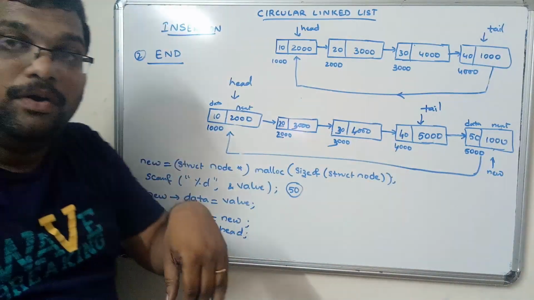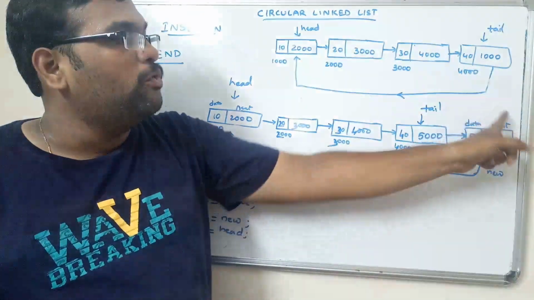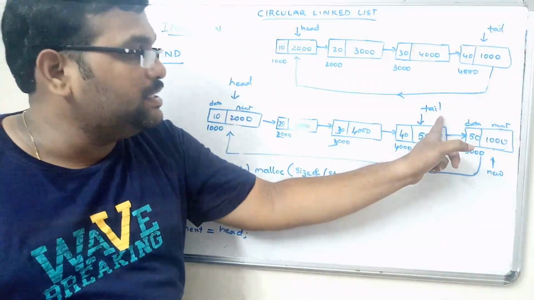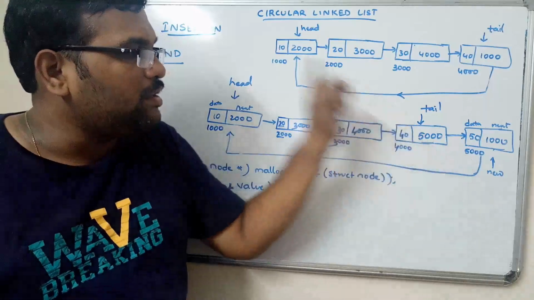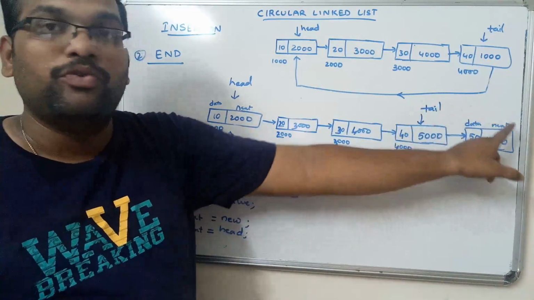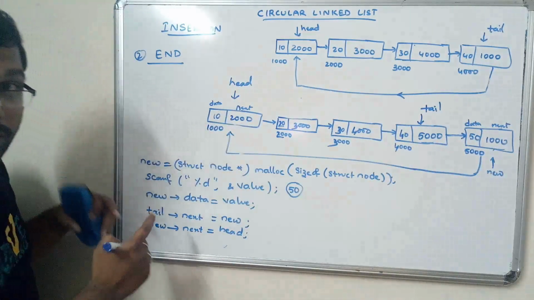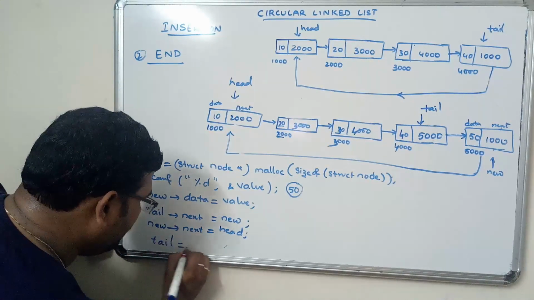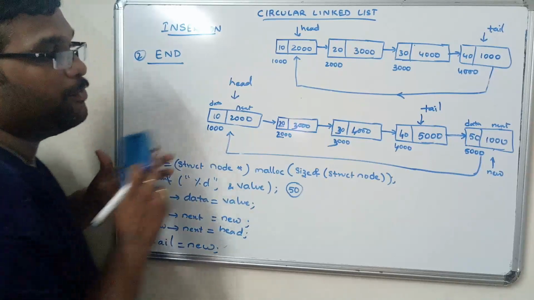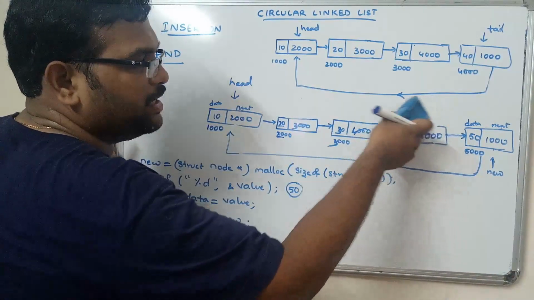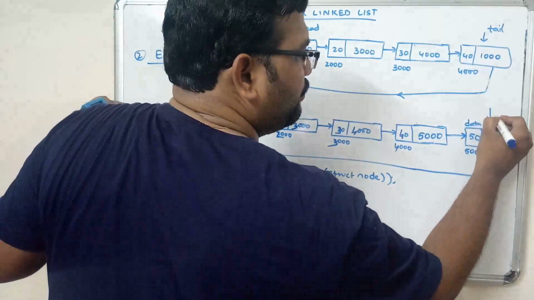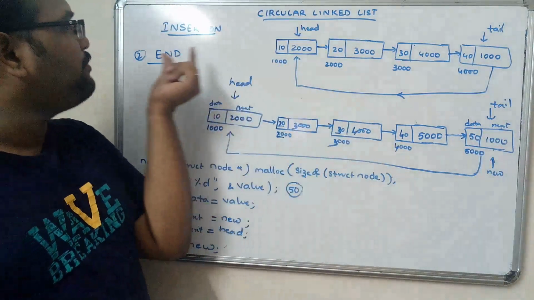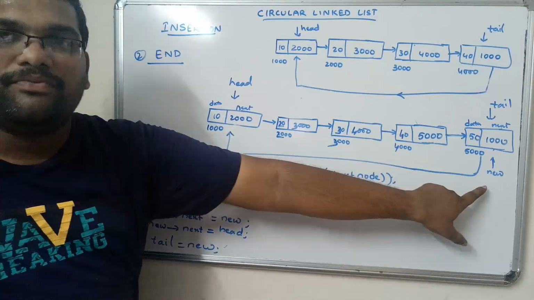Now the tail should be moved to the last one. Previously the tail is at the last but one position. Whenever the node is added, the tail should be moved to the last position. So now we have to assign the new to tail. Tail is equal to new. Obviously this tail will be removed here and it will be assigned here. Right? So this is the output after adding an element at the end of the circular linked list.